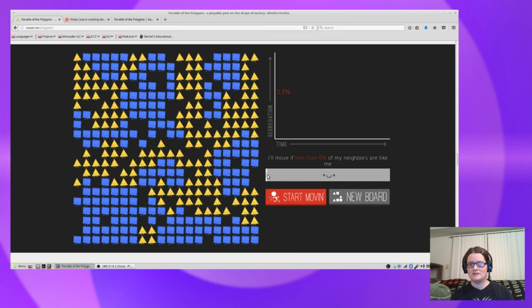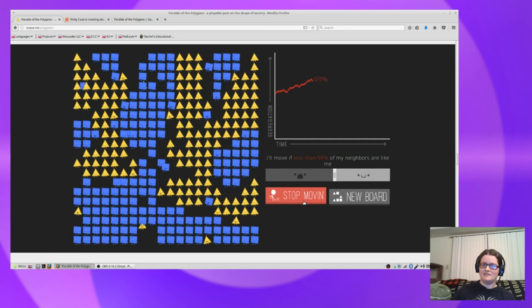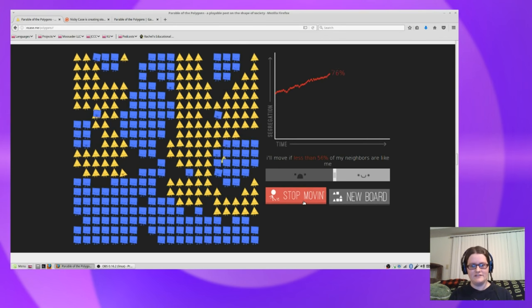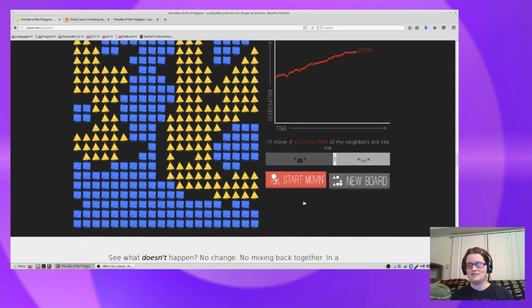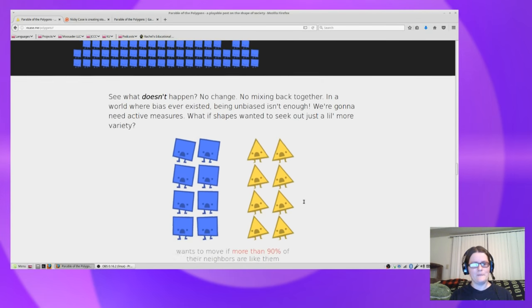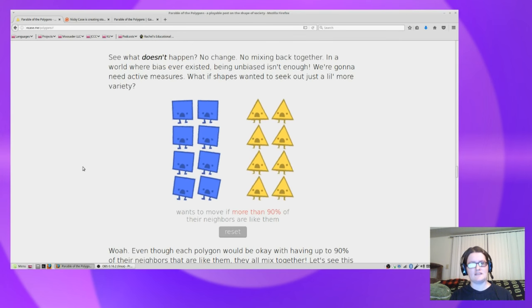New board. Oh. Let's move it up. Now they're going to start doing that again. So once you have that bias there, and it's taken its effect on society, changing the bias doesn't really undo it. You actually have to start moving in the other direction. So see what doesn't happen? No change. No mixing back together. In a world where bias ever existed, being unbiased isn't enough. We're gonna need active measures.